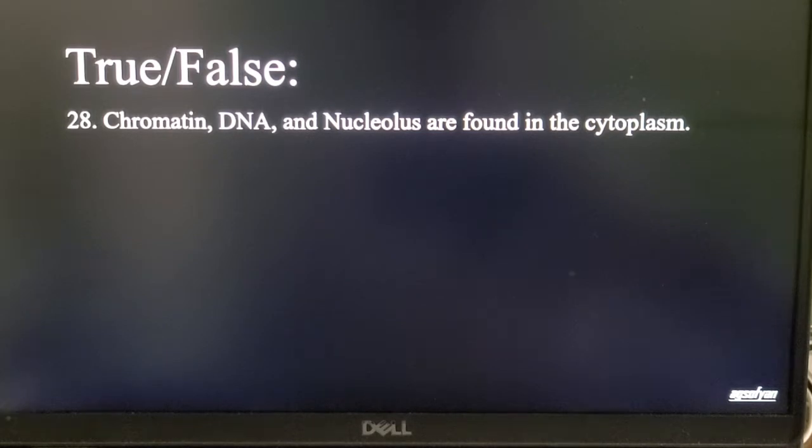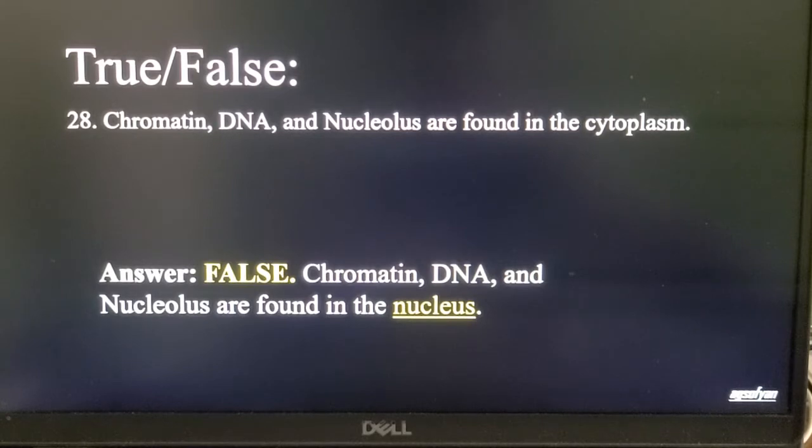Number 28. Chromatin, DNA, and nucleolus are found in the cytoplasm. True or false? Choose your answer. The answer should be false, because chromatin, DNA, and nucleolus are actually found inside the nucleus. So the nucleus has chromatin, which becomes chromosome, DNA, and the nucleolus. All of these structures are found in the nucleus.